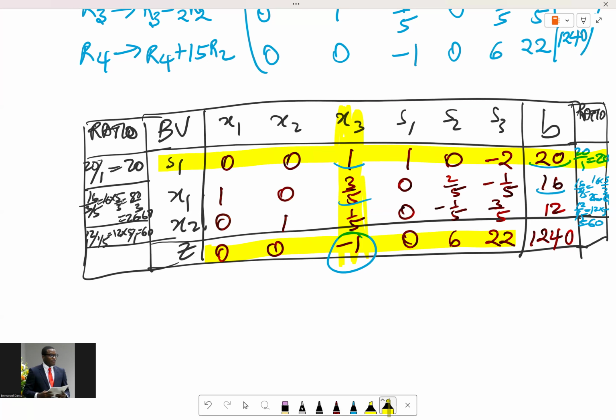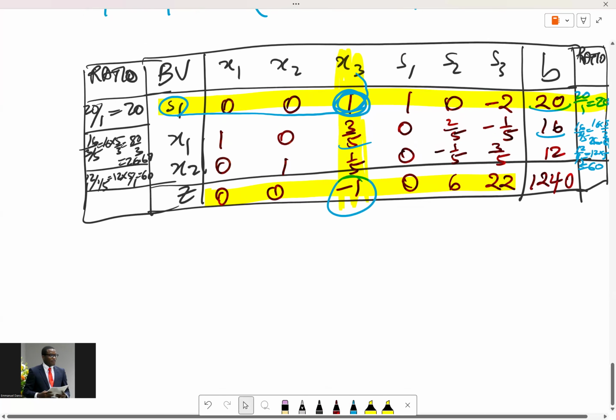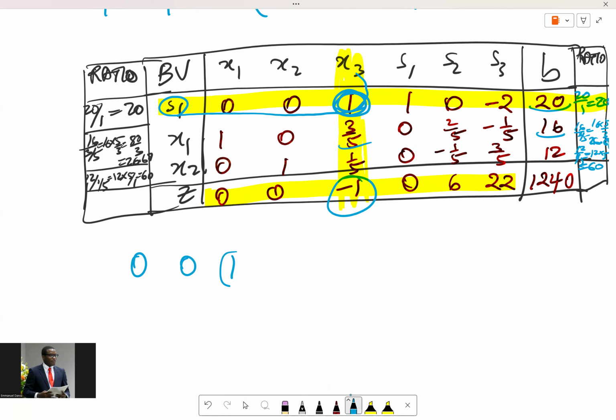So what that simply means is that this one is our pivot now. So X3 is coming to replace S1. So that means that we can go again and do the whole matrix gymnastics. Let's do that. So we have 0 0 1, which is the pivot now. 0 0 1 1 0 minus 2 20.